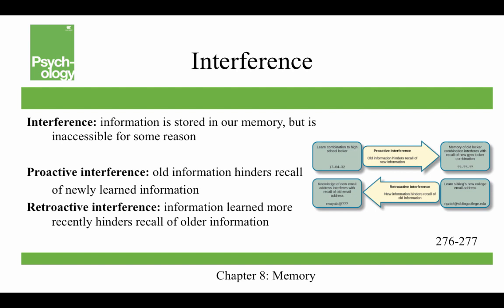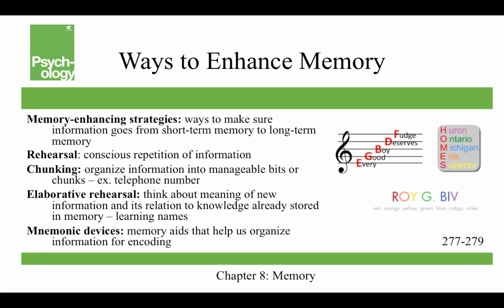Retroactive interference is when information learned more recently hinders your recall of older information. And I'll use a personal example of this. I grew up in Cleveland. I was a big fan of the Cleveland Indians, which is the baseball team there, when I was a child. So if I try to remember who played for the team back then, the 1978 roster of the Cleveland Indians interferes with my memory of the 1976 Cleveland Indians. And so that would be a retroactive interference.